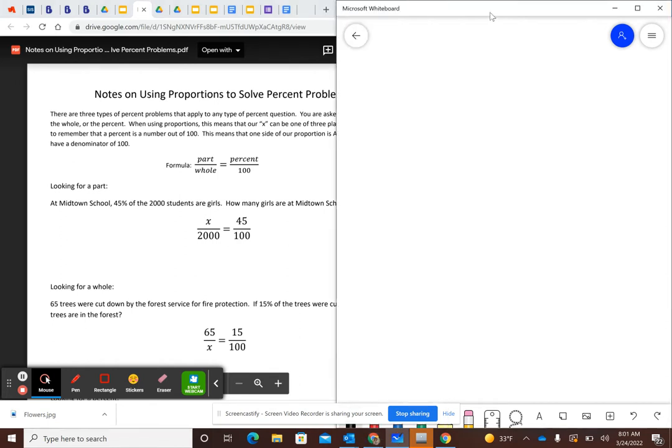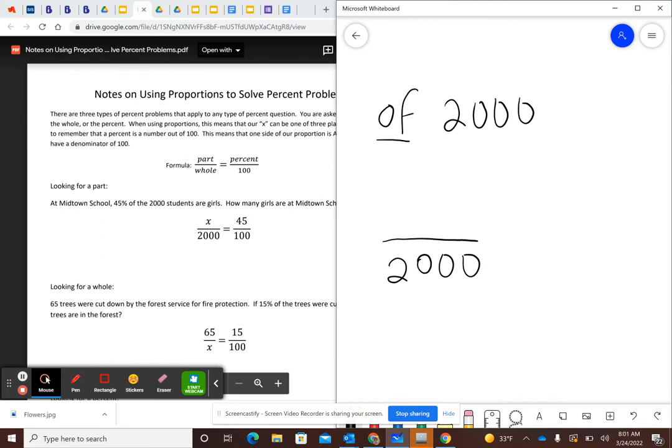So, a couple things I want to point out to you. First of all, that word of, where it says of the 2,000, that's kind of a key word there that tells you that the 2,000 represents the total number of kids at the school. You're trying to find the number of girls, which is the part. The 2,000 is the whole or the total. Okay. So that's why I put the variable on the top of that ratio.